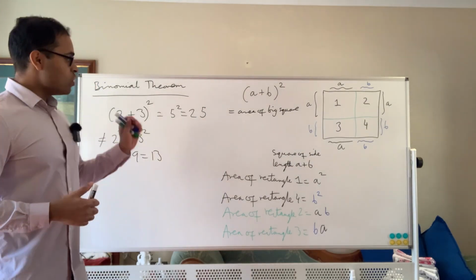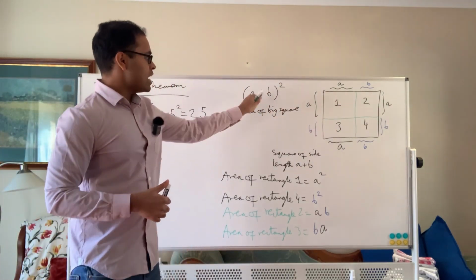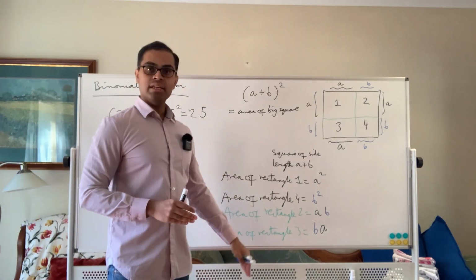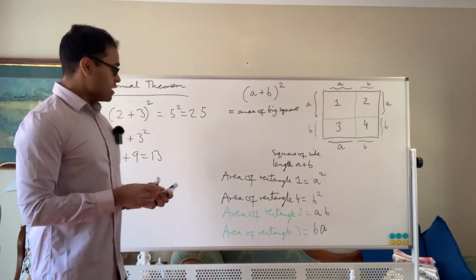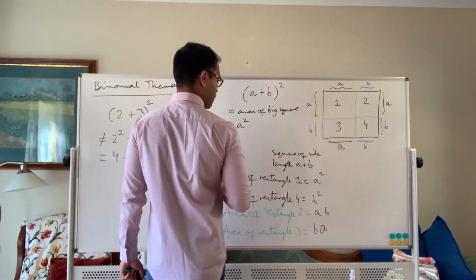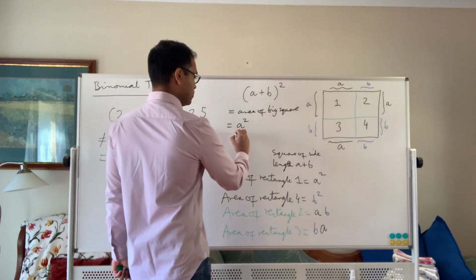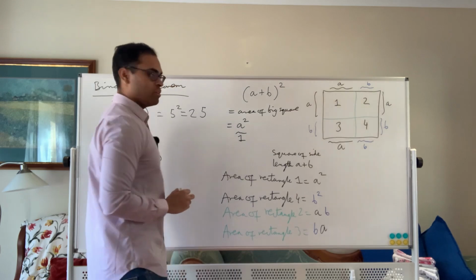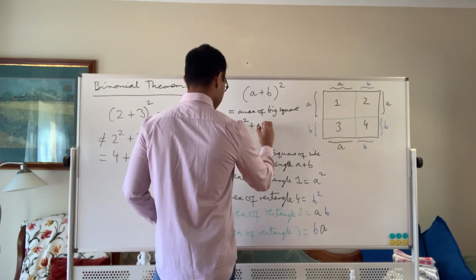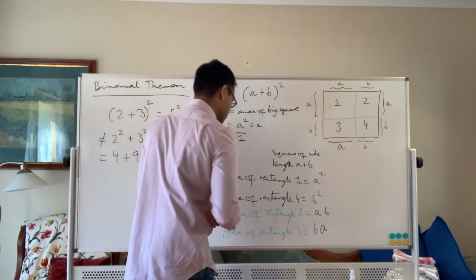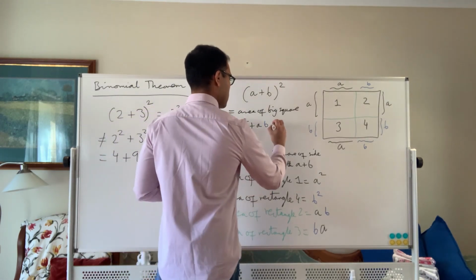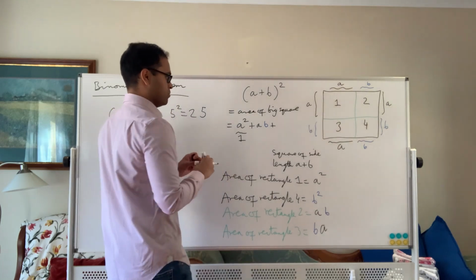So now the total area of the big square, which we know is A plus B the whole squared, is going to be the sum of the areas of all these rectangles, right? And that's just going to be, so we're going to get the formula A squared, okay, so rectangle 1, plus AB. So plus A times B, plus B times A.